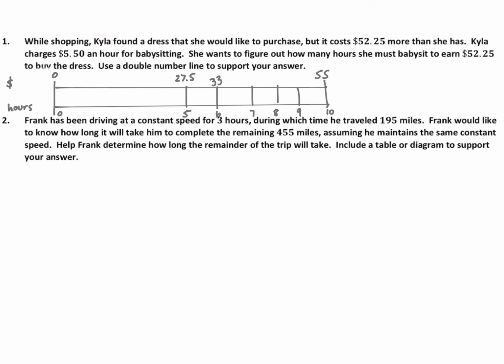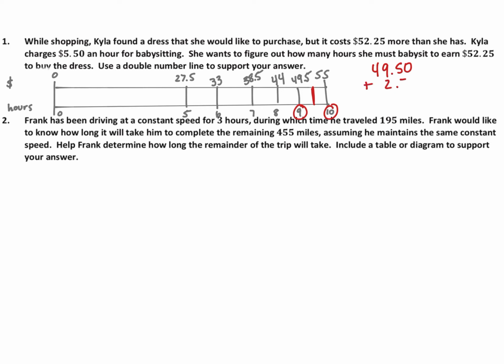And then an extra $5.50 in addition to that would be $38.50. And then if we add another $5.50, that would be $44. And then we would have $49.50 at 9 hours. So it's somewhere in between 9 and 10. Half of $5.50 is $2.75. So let's see.